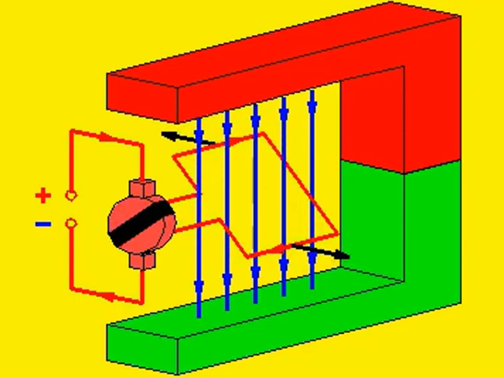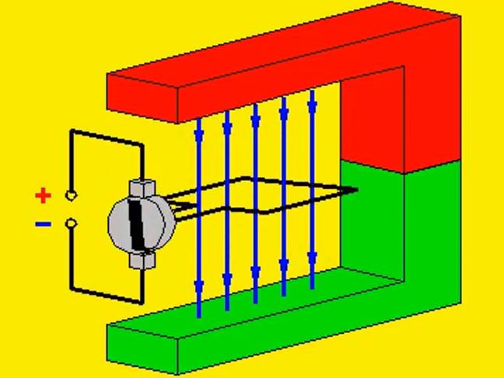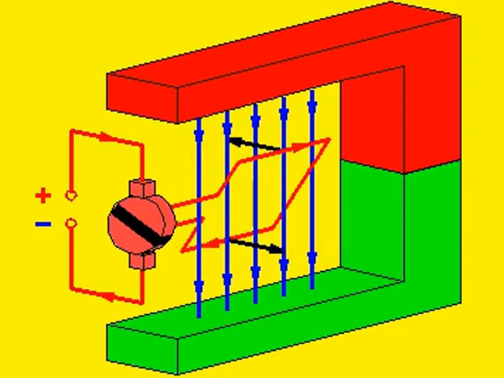Try to use the motor rule to figure out why this leads to a continual rotation in the direction shown.